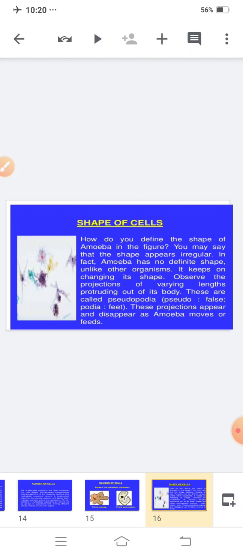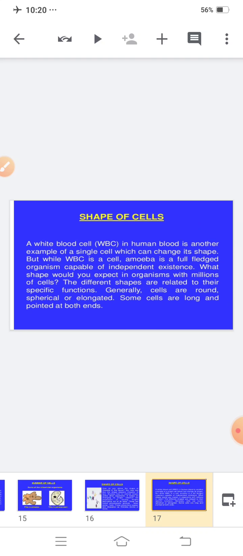Is this clear? Now, a white blood cell in a human body is another example of a single cell which can change its shape, but while a WBC is a cell, amoeba is a full-fledged organism capable of independent existence. Understood? White blood cell is a single cell, but amoeba is a single celled organism. They perform all the work with the help of the same cell.